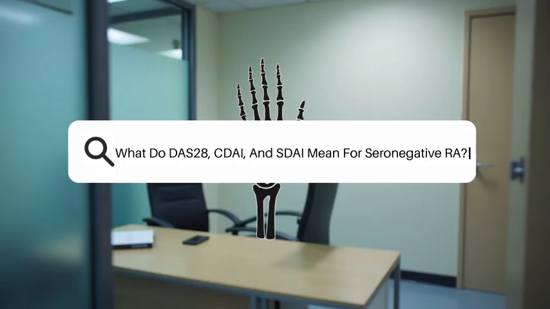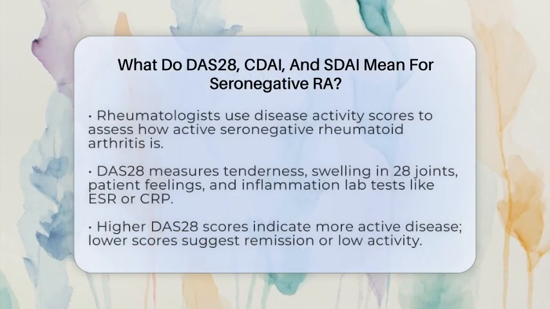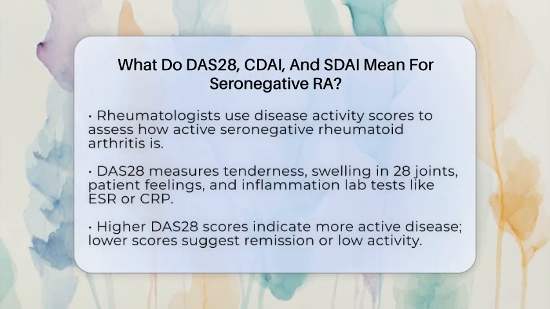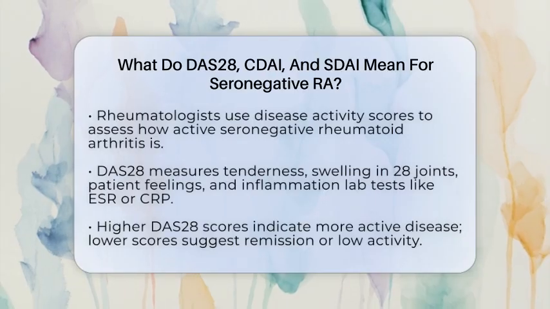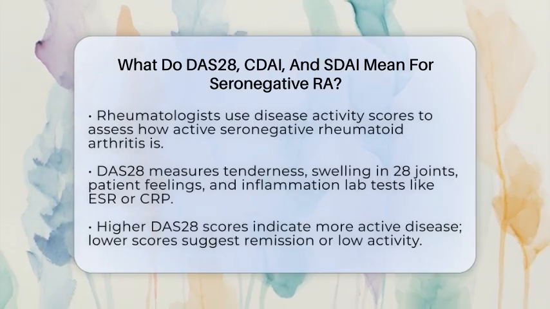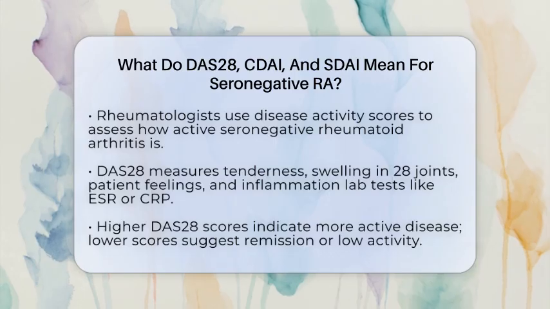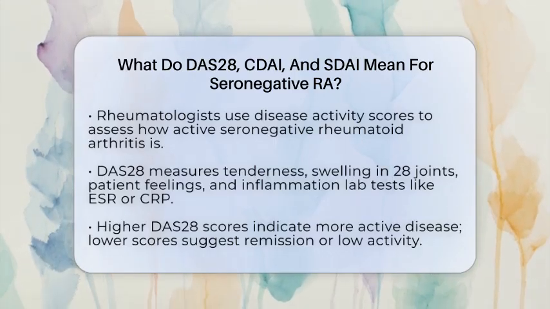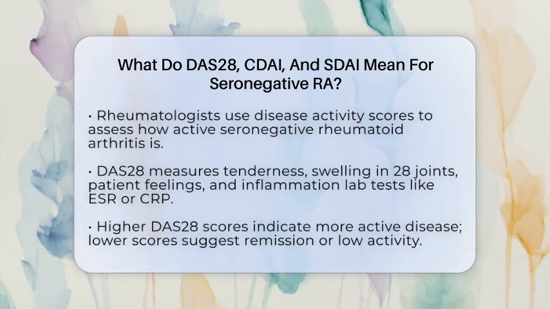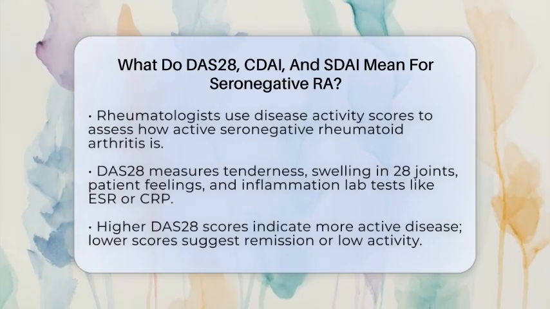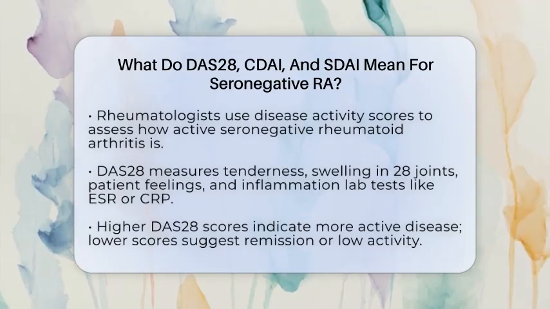What do DAS28, CDAI, and SDAI mean for seronegative RA? Imagine trying to measure how active a fire is without seeing the flames directly. Rheumatologists face a similar challenge when assessing seronegative rheumatoid arthritis. They use special tools called disease activity scores to get a clear picture of how the disease is progressing.